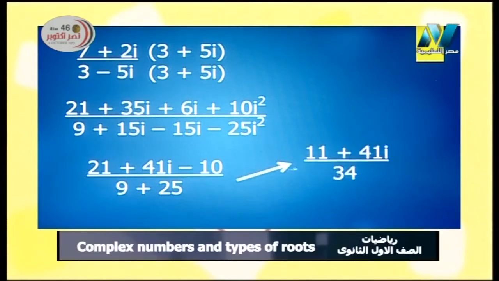We have the final answer. We have here 21 as a real number minus 10 as another real number. The answer will be 11. And 41i stays as it is because it has no like term with it. In the denominator, we have two real numbers: 9 plus 25 equals 34.